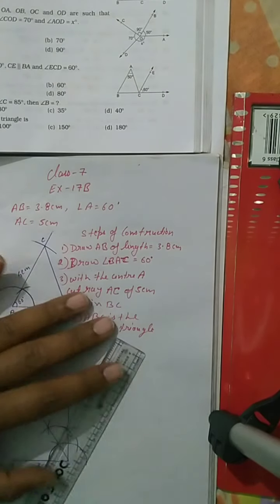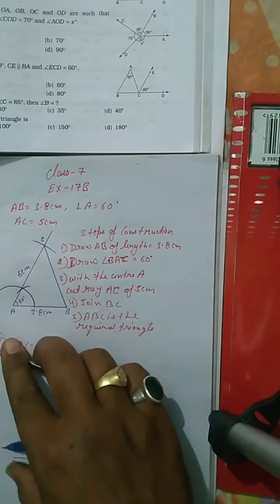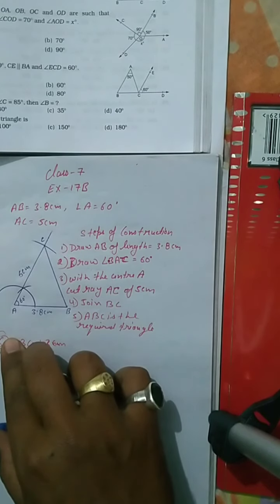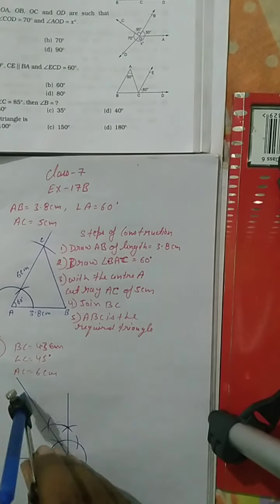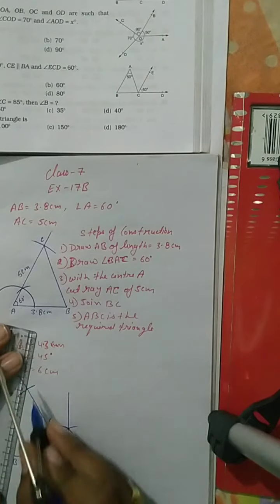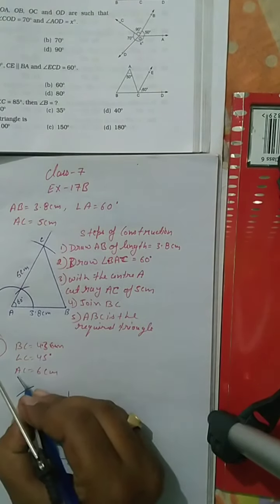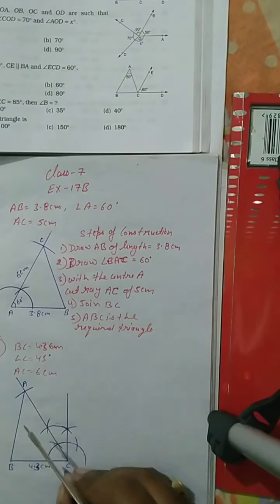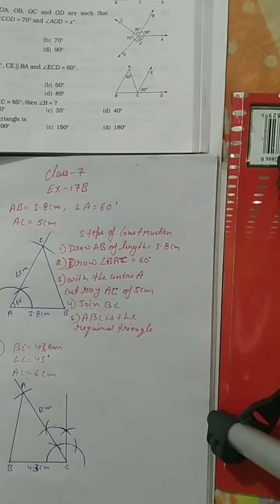After that, here it is given AC is your 6 centimeter. Measure 6 centimeter with the help of your ruler. This is your 6 centimeter. Then cut from here and join them. Name it A. After that, this is your 6 centimeter line. This is your required triangle.